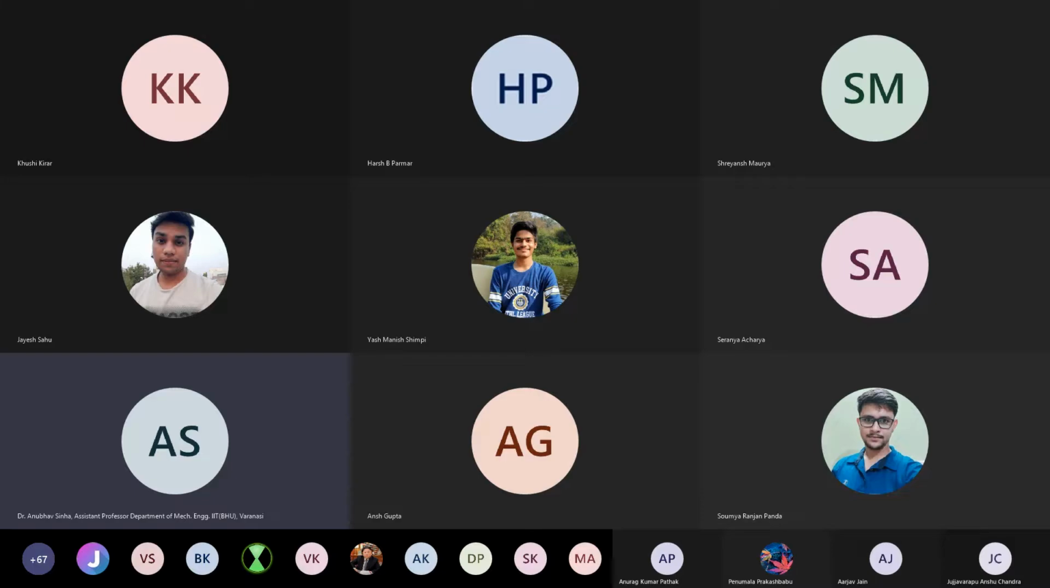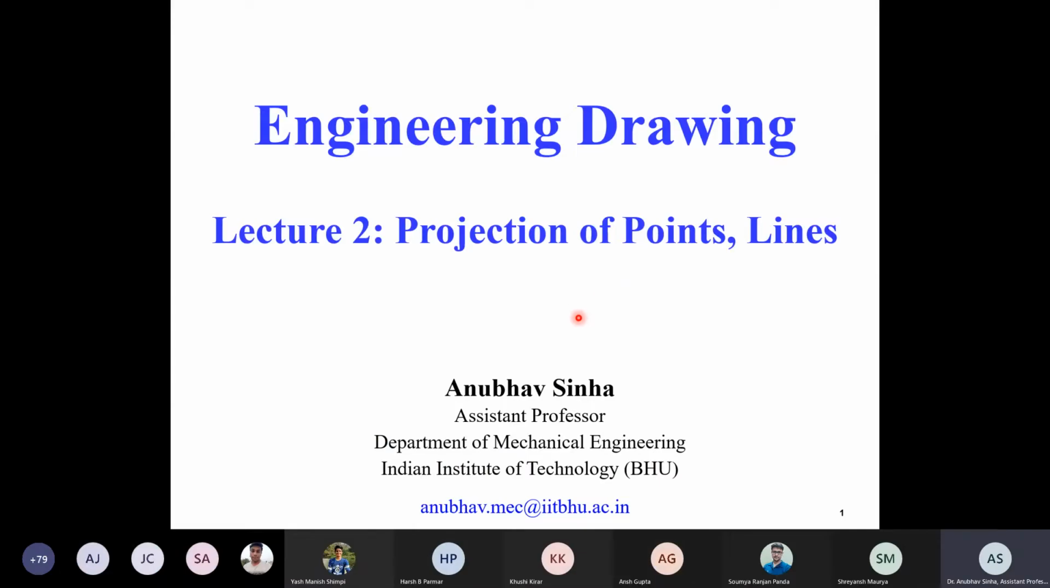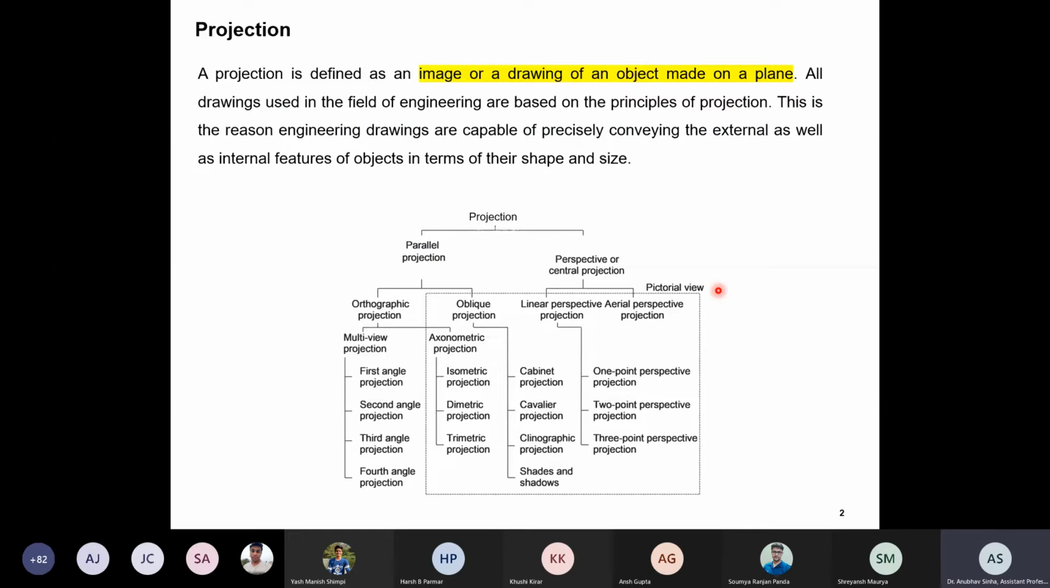Today we'll talk about projection of points and lines. Before that, we'll talk about different types of views. We'll see what type of view it is, or how we make a drawing. Then we'll see how we make projection of points and lines. That is what we are going to discuss today.